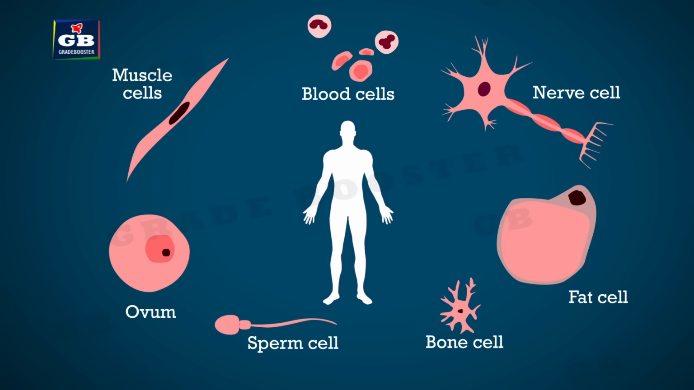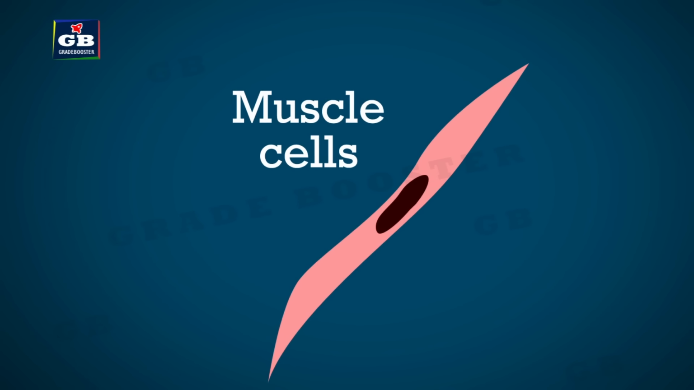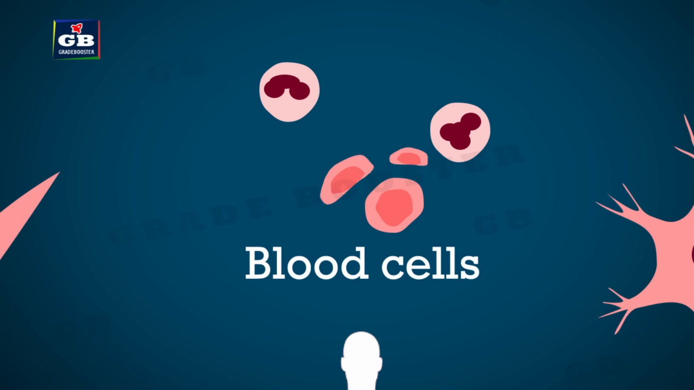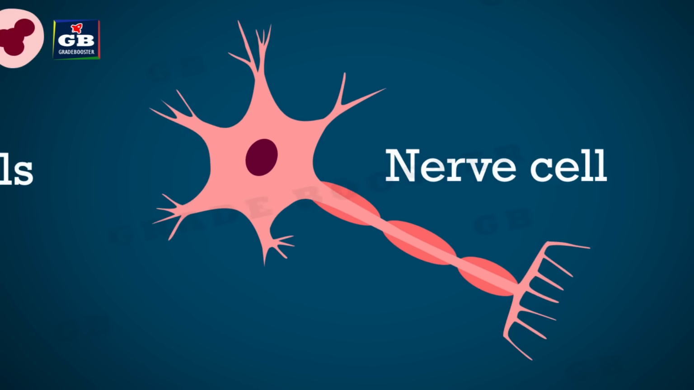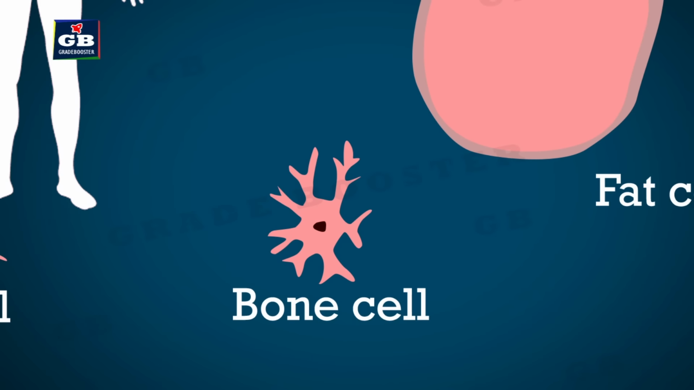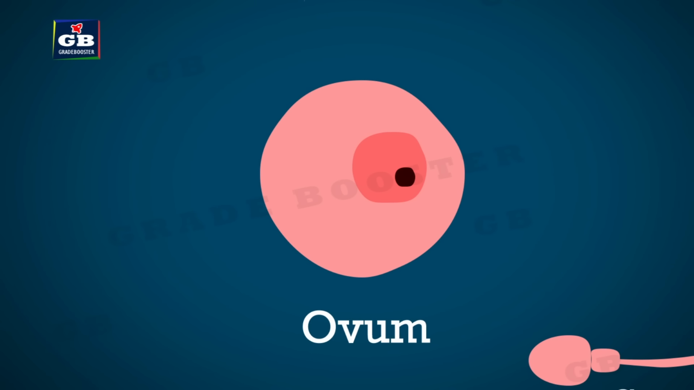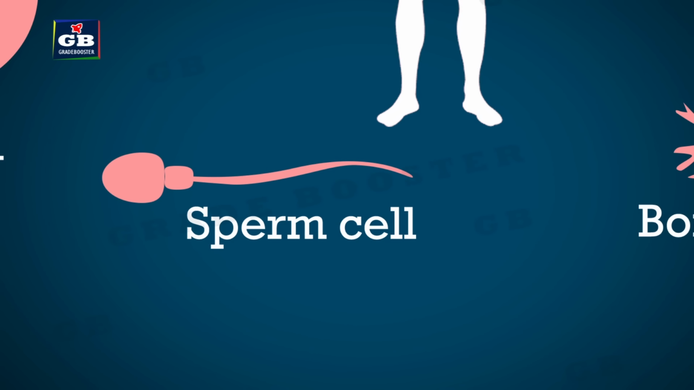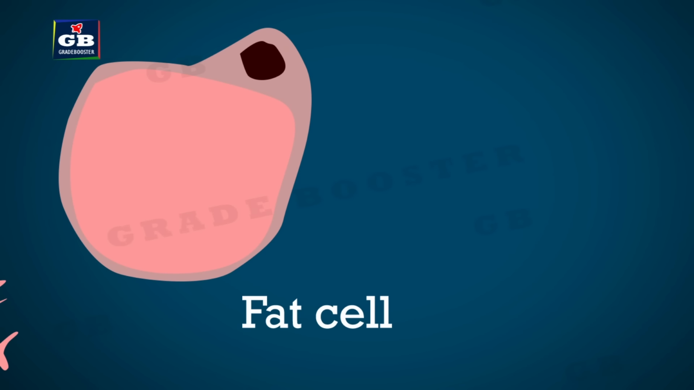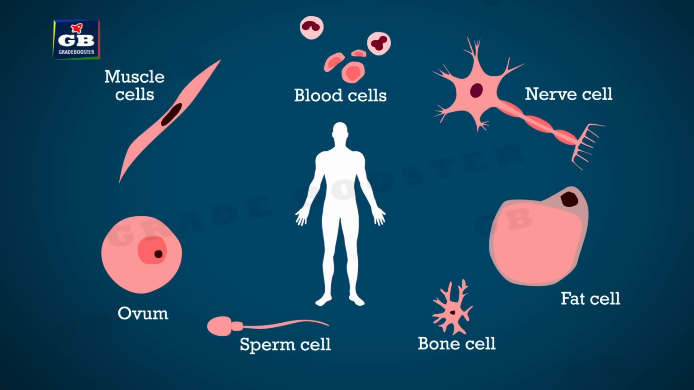Now, let us see different types of cells of our body. Muscle cells, blood cells, nerve cells, bone cells, ovum, sperm cell, fat cell. Why are these cells of different sizes and shapes? The shape and size of these cells depend on the function they perform.